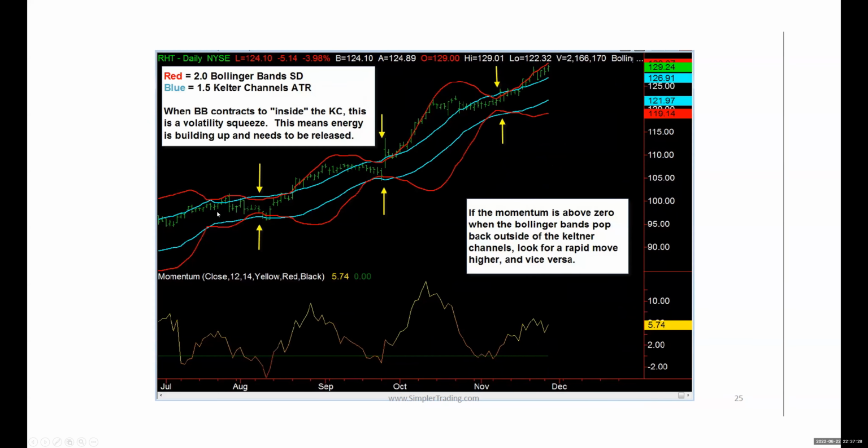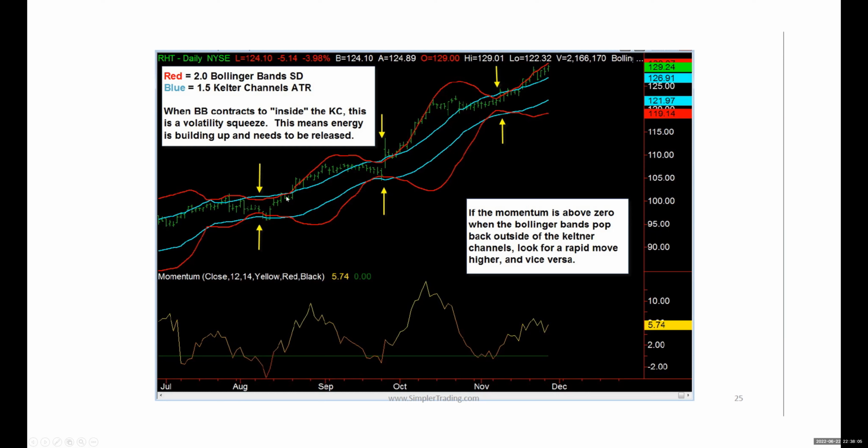So how is the squeeze actually created? It's very simple. It's when the Bollinger Bands, so if you're familiar with the Bollinger Bands, it's basically bands that track 2 standard deviations outside of the 21 EMA. So it takes the Bollinger Bands, which is the red, and the Keltner channels at 1.5 ATR, so the average true range. And all it's telling us is when the Bollinger Bands contract so that they are inside the Keltner channels.